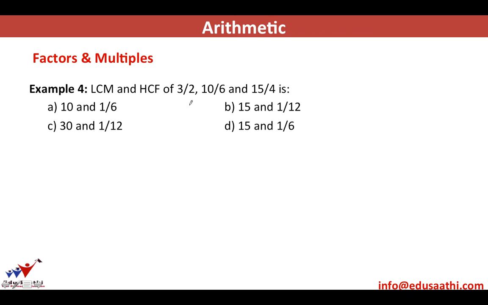The fourth question that we have is LCM and HCF of this. This is a fraction question. So if I have to find the LCM of fractions, I'll find the LCM of numerators divided by the HCF of denominators. So this is the question that I have. 3, 10 and 15. To find the LCM, I can do prime factorization. 3 is there, 5 is there and 2 is there. The highest power of 3 is 1, the highest power of 2 is 1, the highest power of 5 is 1, divided by HCF. The HCF of all of these numbers is 2. So if I just look at it, it is 15.